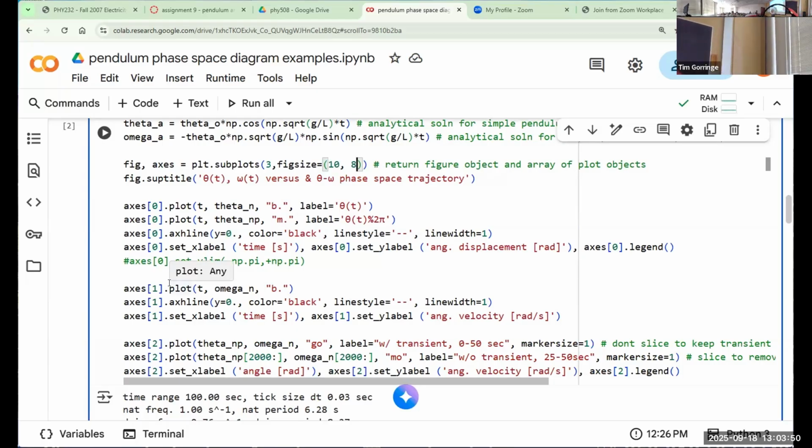The upper plot will be theta. The center plot will be omega versus time. So theta versus time, omega versus time. And then finally, this is the new guy. This is going to be the phase space plot. That's going to be the bottom plot.